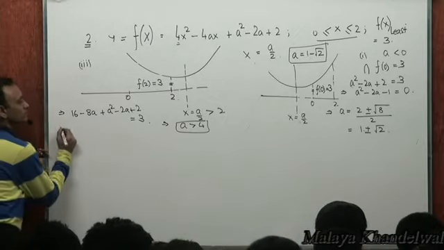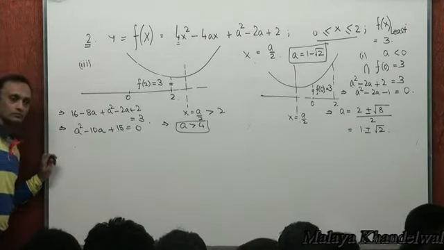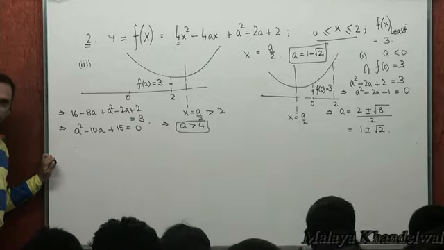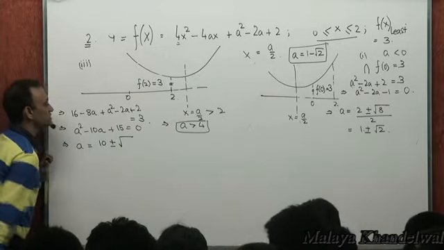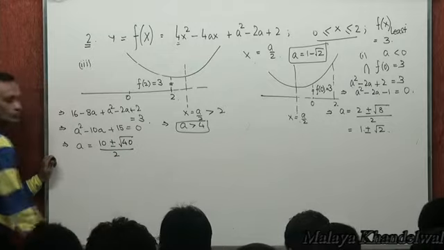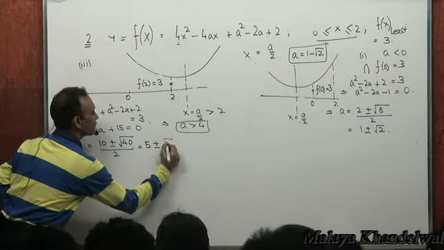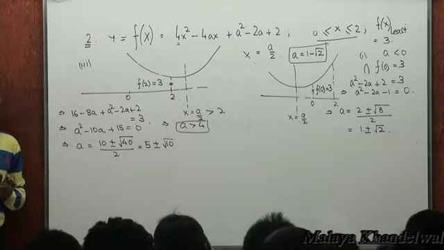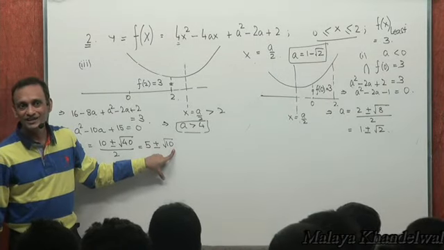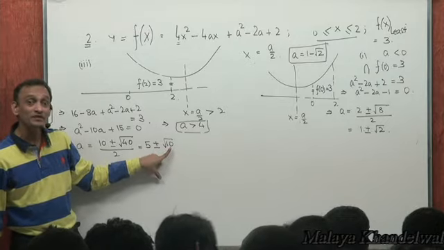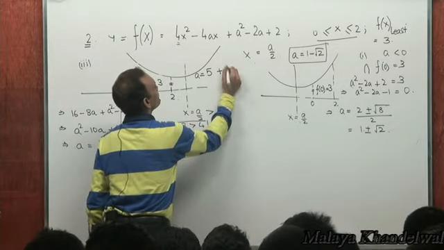Right? This gives me a squared minus 10a plus 15 equal to 0, which then reduces to a equal to (10 plus minus root of 100 minus 60) divided by 2, which gives me 5 plus minus root 10. But a has to be greater than 4. But 5 minus root 10 is not greater than 4. Therefore, the only value of a that is acceptable is 5 plus root 10. So, this case gives me a equal to 5 plus root 10.